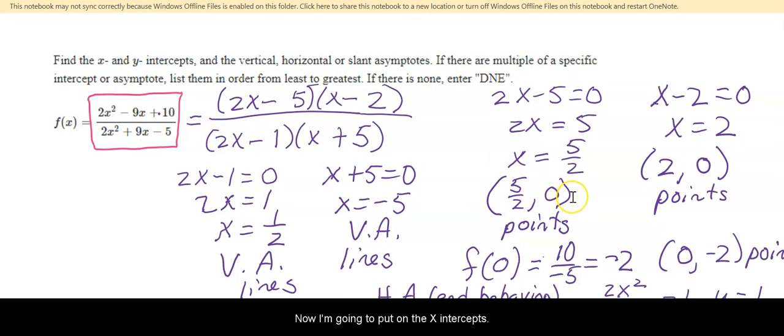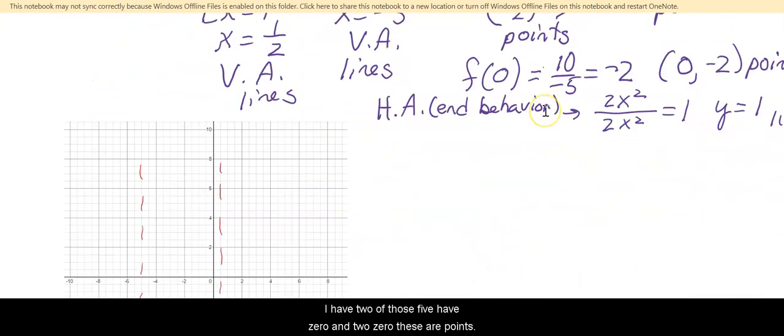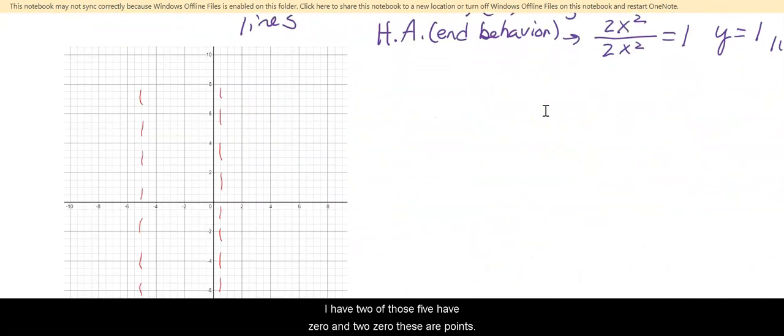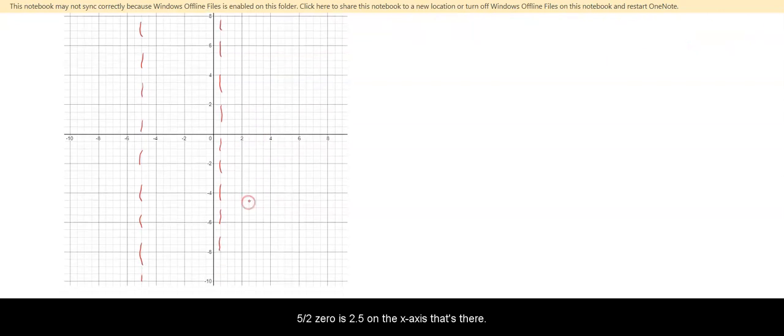Now I'm going to put on the x-intercepts. I have two of those, 5/2, 0 and 2, 0. These are points. 5/2, 0 is 2.5 on the x-axis. That's there.